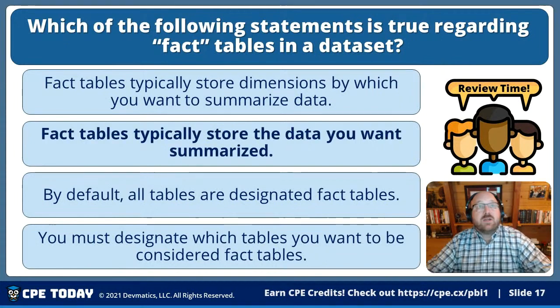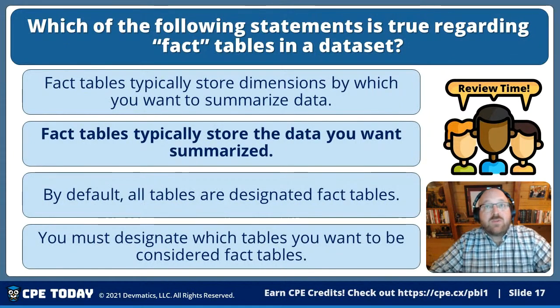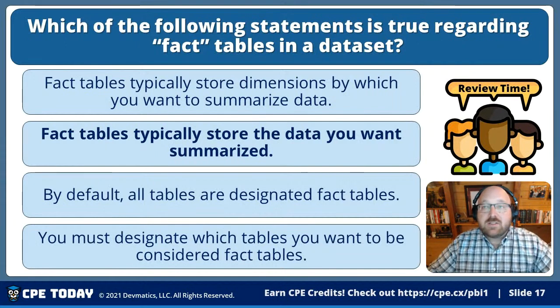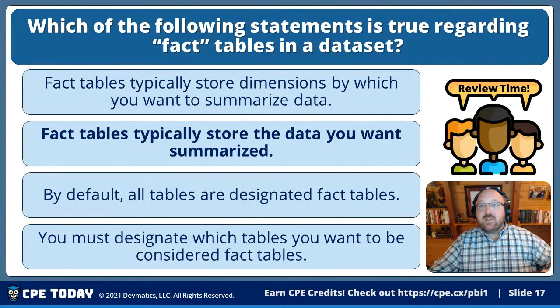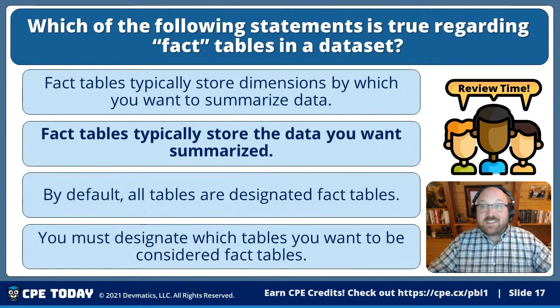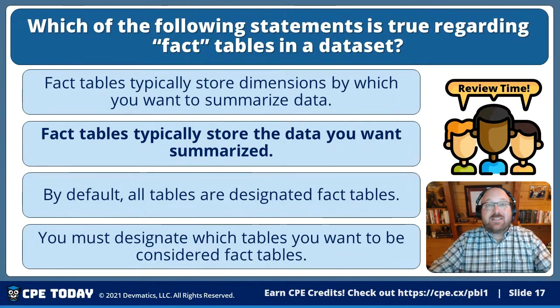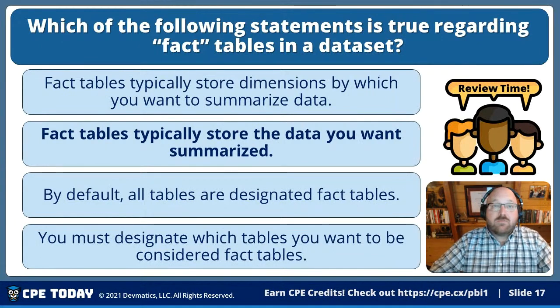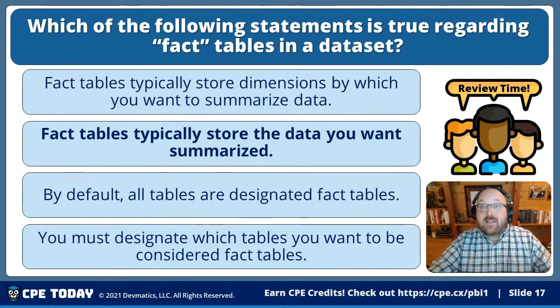Well, the correct answer is fact tables typically store the data you want summarized. So that would be our sales, our costs, our payroll, our checks, things of this nature. And by bringing in dimensional tables, that's when we bring in summarization. That's how we're able to analyze this in context to the other components that are out there, and it gives us perspective on our data.